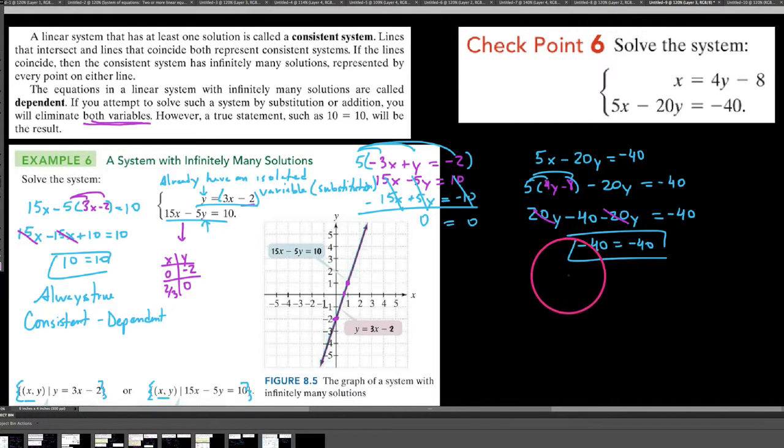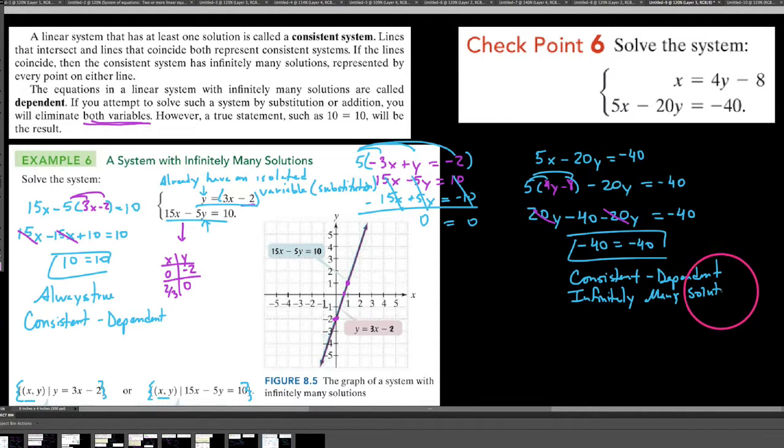So in this case, we're going to say that we have a consistent, dependent system. We would say infinitely many solutions. We're also going to say that these equations graph the same line. In other words, they have the same solution sets.